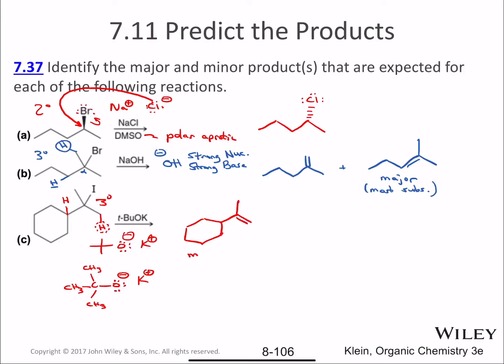So this is the major product, and this is the Hofmann product. And then my Zaitsev product, even though it's a more stable product because it's more substituted, is tetra-substituted, whereas the Hofmann product is di-substituted. But the reason that this is the major product is because of the hindered nature of this base. So there we go. Hopefully that helps with questions A, B, and C in question 7.37.